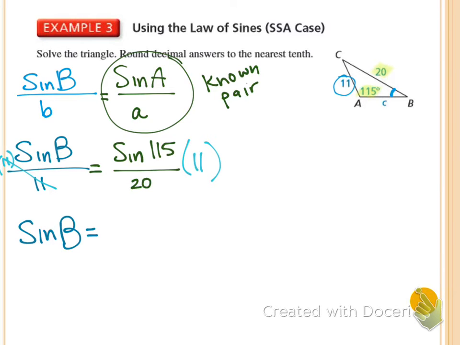So type in sine of 115 over 20. You're typing in all of this, all at once. Sine of 115 over 20. And then hit next, so the 11 is to the side. You have to close the parentheses always. She said, do you need to close parentheses? Yes. If you have sine or cosine or tangent or whatever inside of a fraction, it has to be closed. So we all have sine of 115 over 20 times 11, yes?